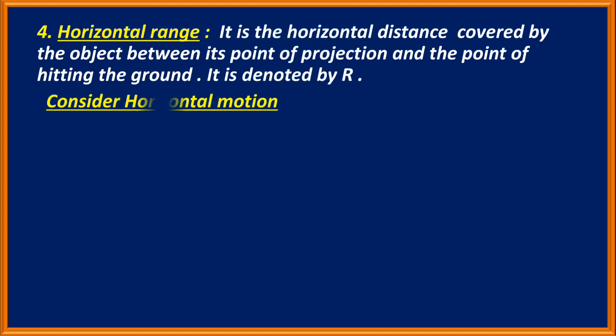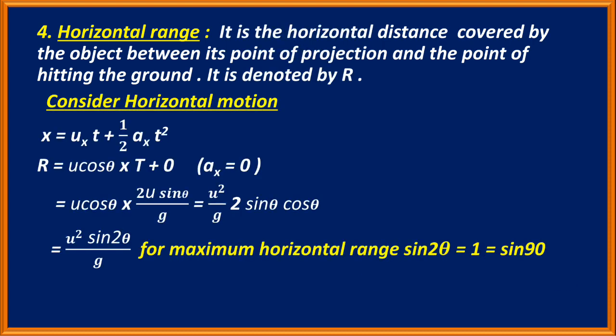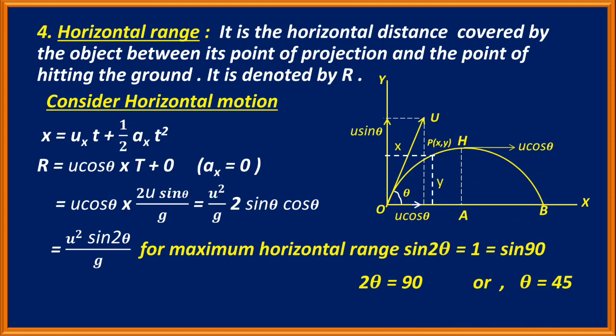Now number 4, horizontal range. It is the horizontal distance covered by the object between its point of projection and the point of hitting the ground. It is denoted by capital R. So to find the horizontal range R, we consider the horizontal motion, and we can write x equal to uxt plus half axt square.